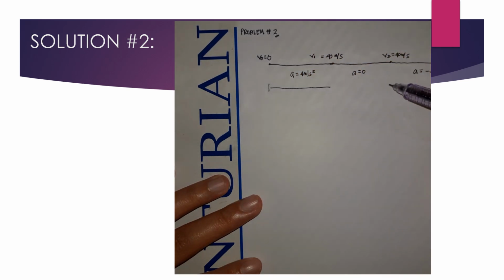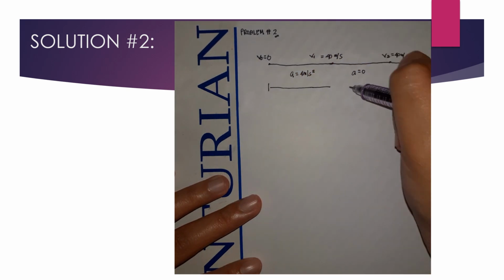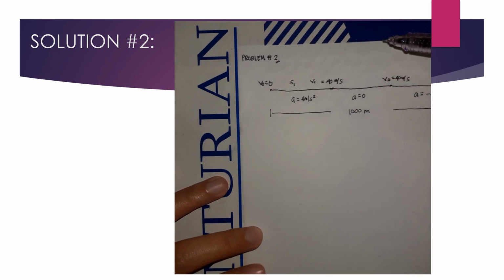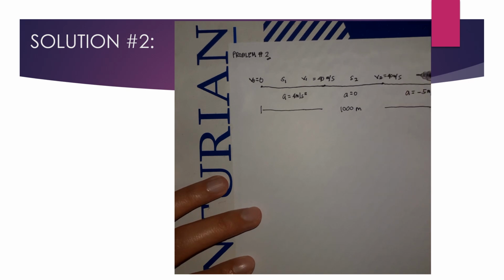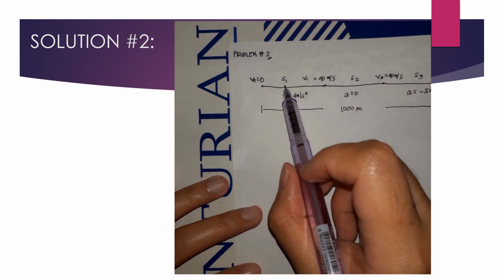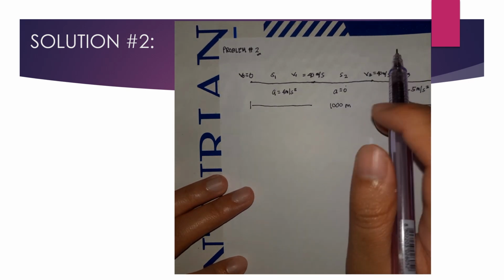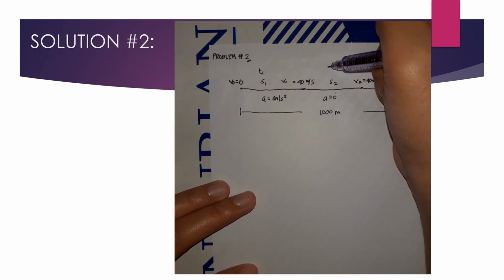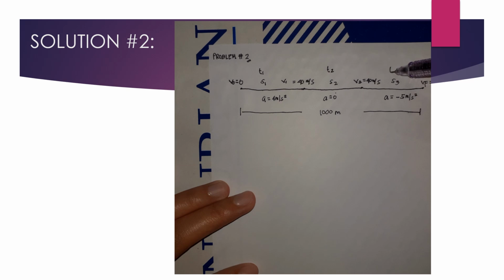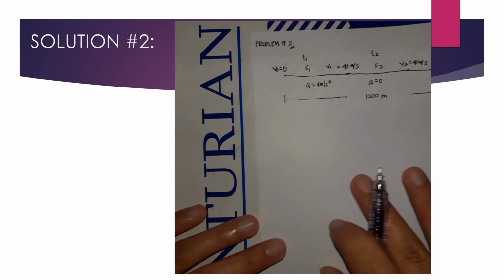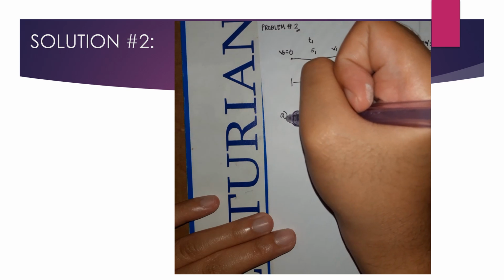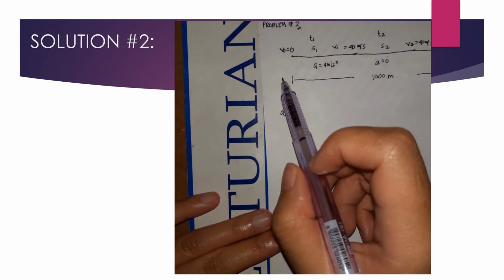So the total distance traveled by the automobile is equal to 1,000 meters. The distance here is S1, the distance here is S2, and S3. Since we have S1, S2, and S3, we can put T1 here, and then T2, and T3 for the time taken. So we can now proceed to solving letter A.